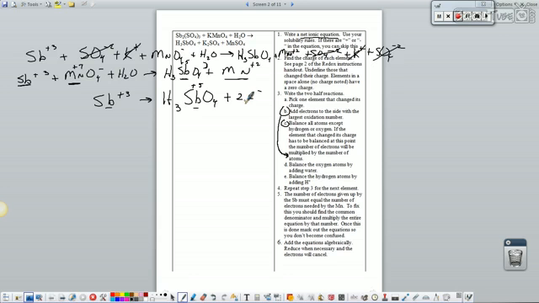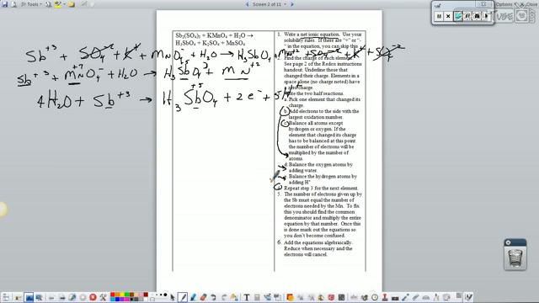Now it says to balance the oxygens by adding water. So I have 4 oxygens over here, so I have plus 4 H2O. And then it says to balance the hydrogens by adding H plus. Well, I have 8 hydrogens here, and I have 3 here, so I'm going to need 5 hydrogens. That way I have 8 hydrogens on both sides.